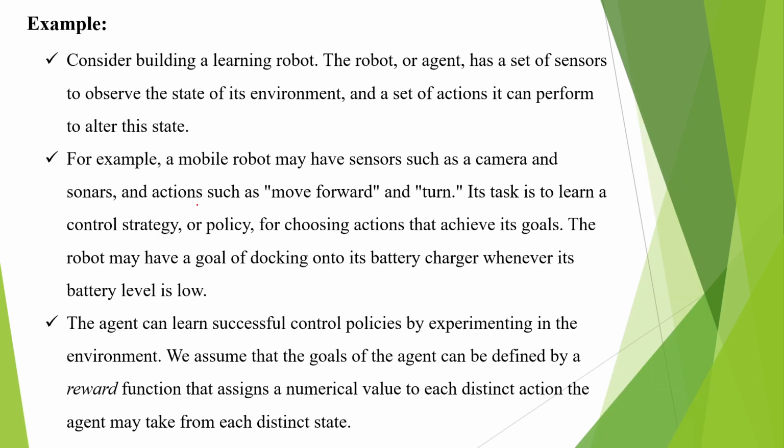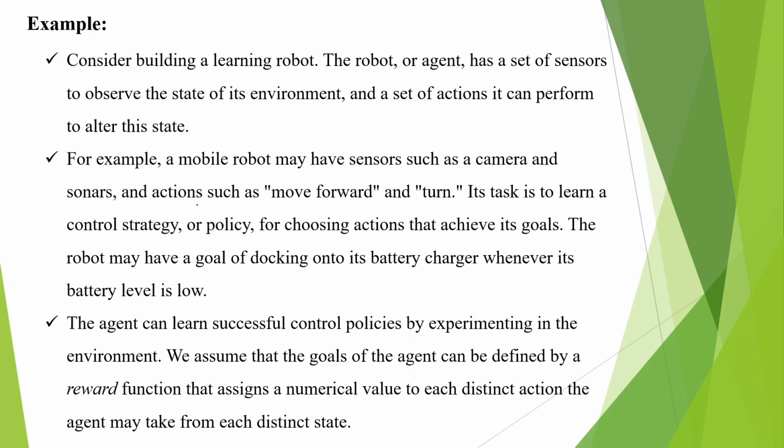Consider building a learning robot. So using this reinforcement learning, we are building a learning robot. The robot or agent has a set of sensors. How is it going to inspect and observe the environment? Using different types of sensors. The robot is going to have a sonar sensor and a camera, and different types of sensors attached to it. Based on those sensors and the camera, it will observe the environment.